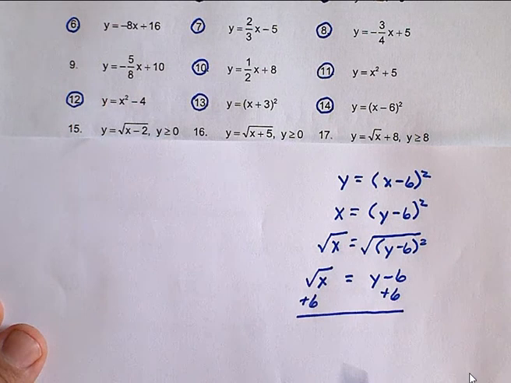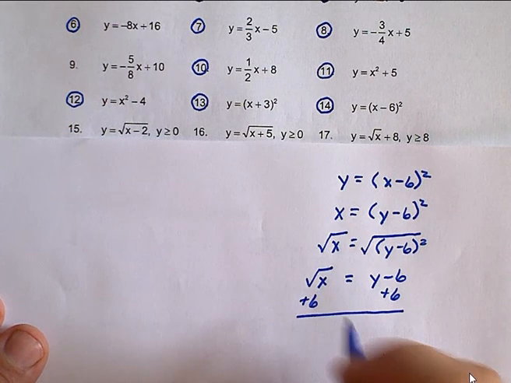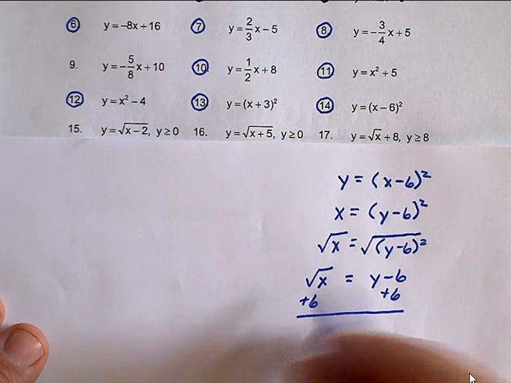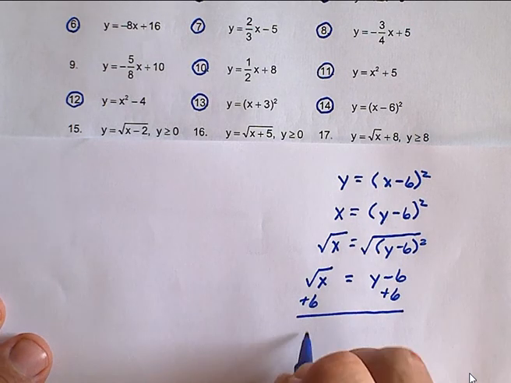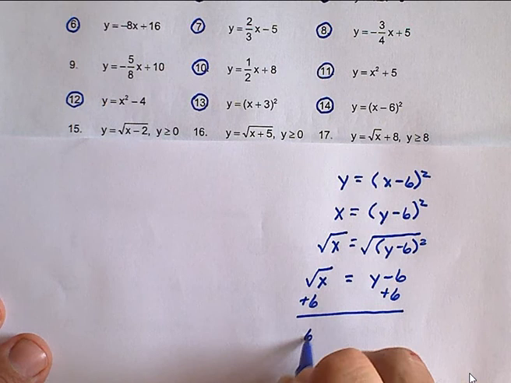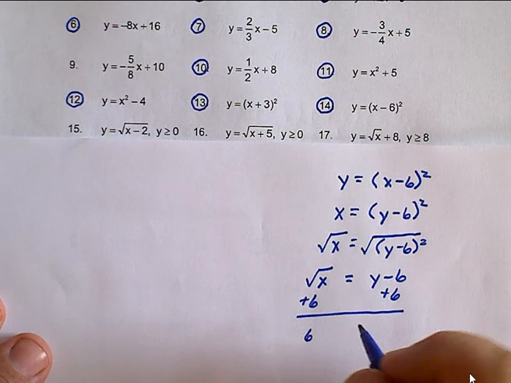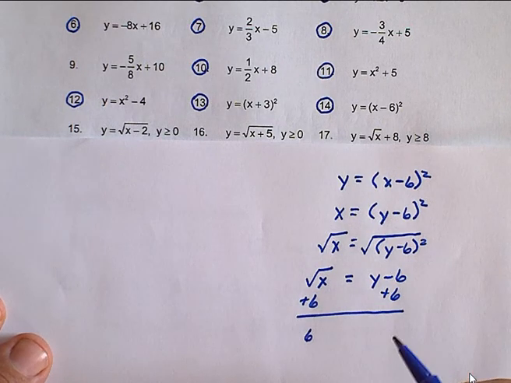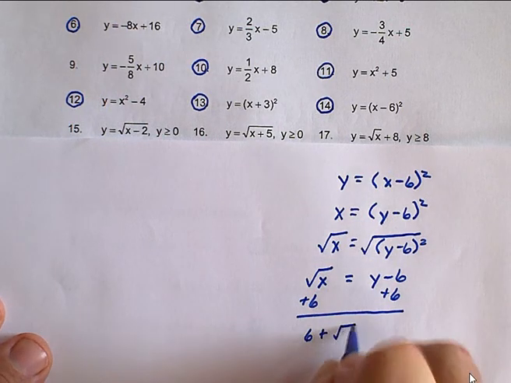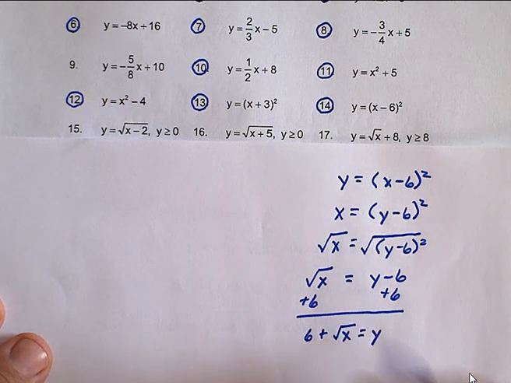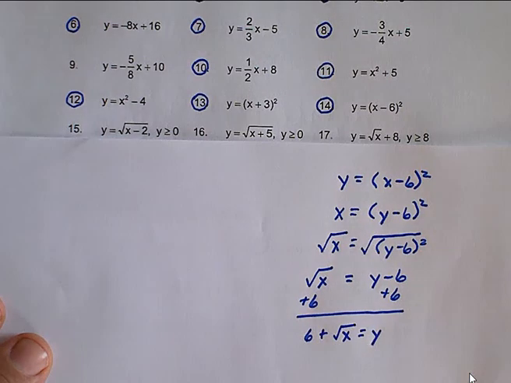So you could bring the 6 out in front. You can put it after. Just don't put it underneath the radical. On these problems, it is not under the radical. It will be on some of the other problems here, but not on this type. So 6 plus square root of x equals y. And there's your inverse for that problem.